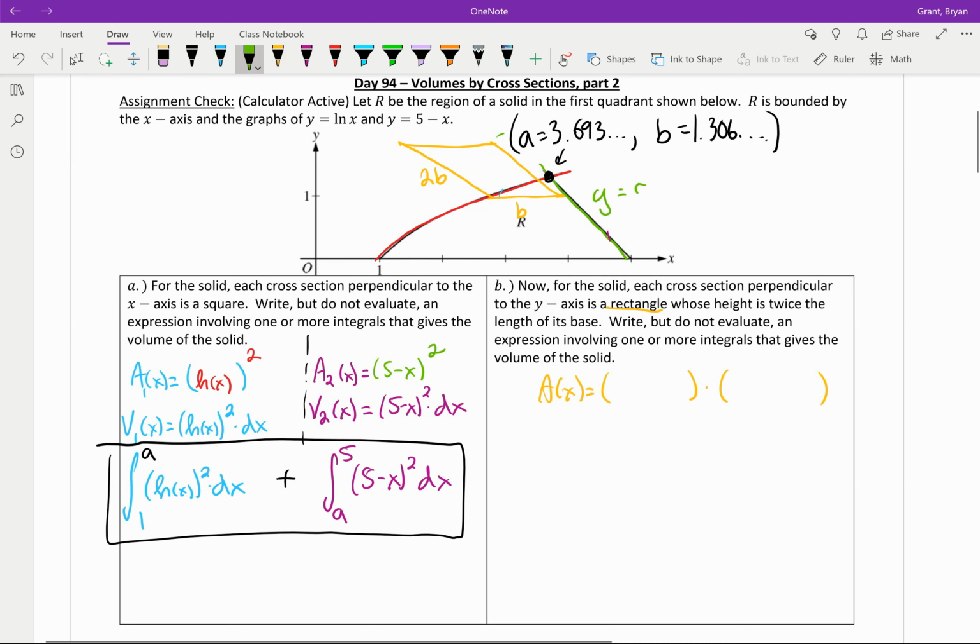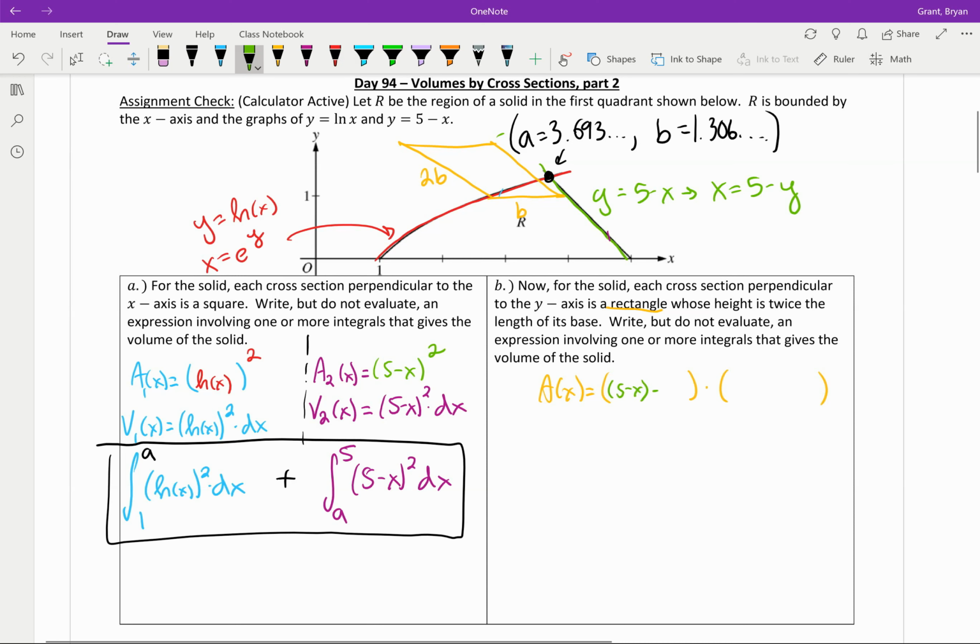So y equals 5 minus x. We're going to add x and subtract y. I'm getting x equals 5 minus y. And for my function over here, we originally had y equals the natural log of x. We exponentiate each side, e to the power of each side. That's going to give us e to the y equals x, or x equals e to the y. So right function, 5 minus y.